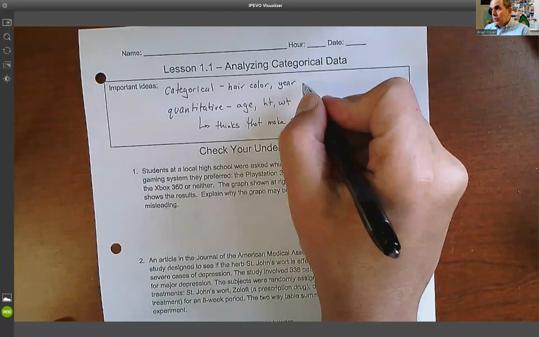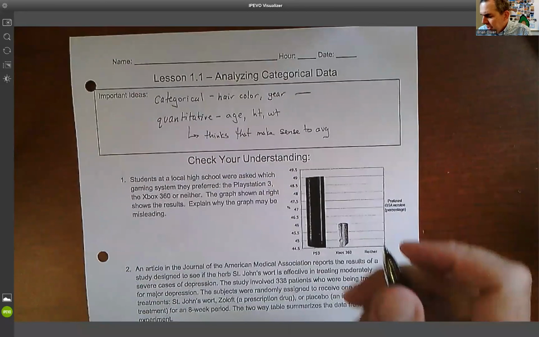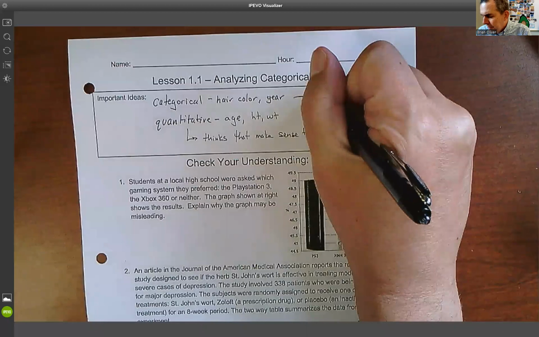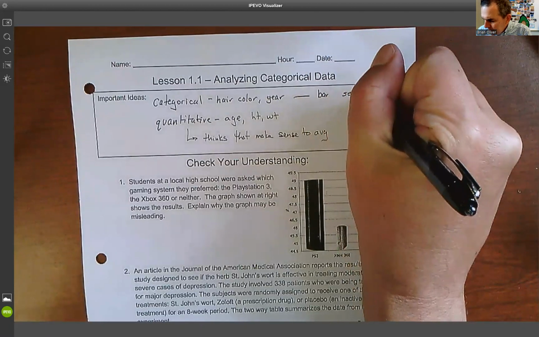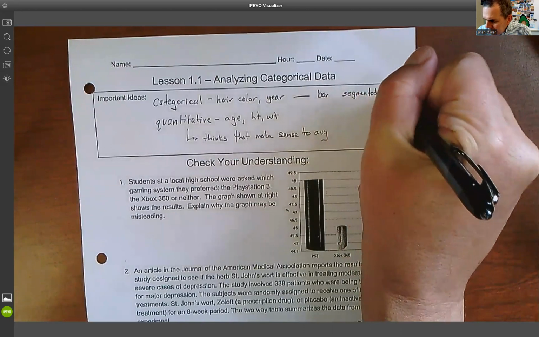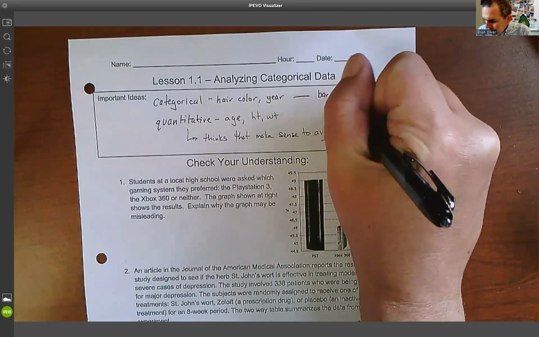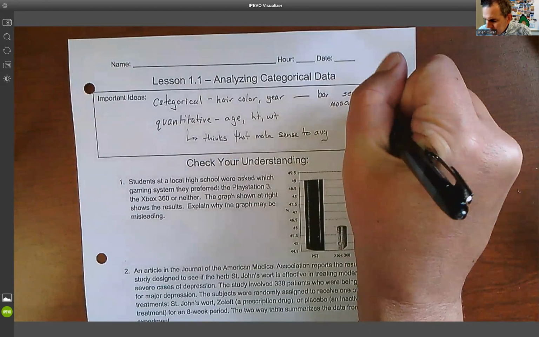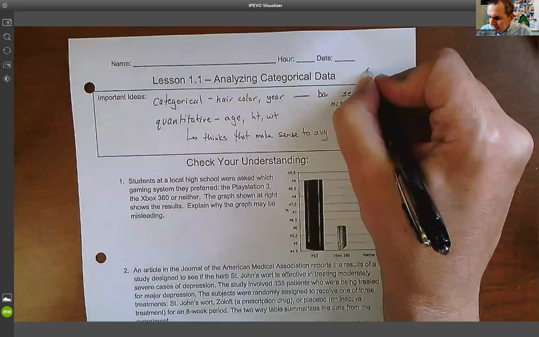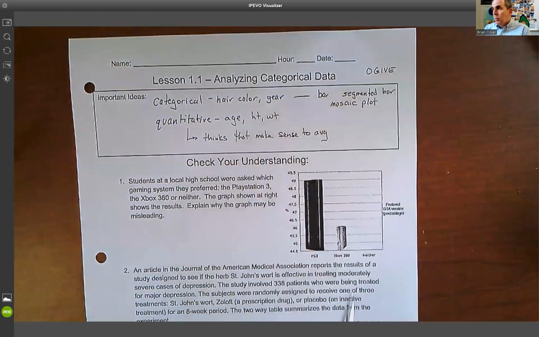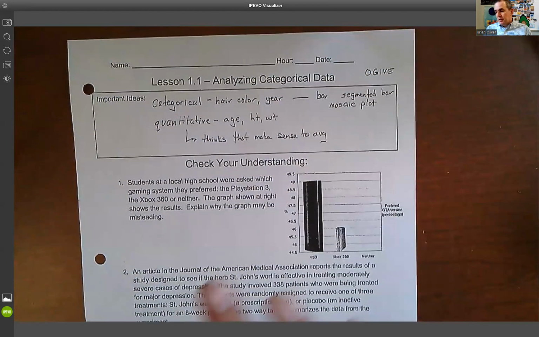We're really going to focus on categorical today. There were three types of charts or graphs we talked about: a bar graph, a segmented bar graph, and a mosaic plot. We'll talk about all of those in various detail. There's one other one we talked about in class, called an ogive. We'll worry about that later. But the three I'll talk about today are bar, segmented bar, and mosaic plot.